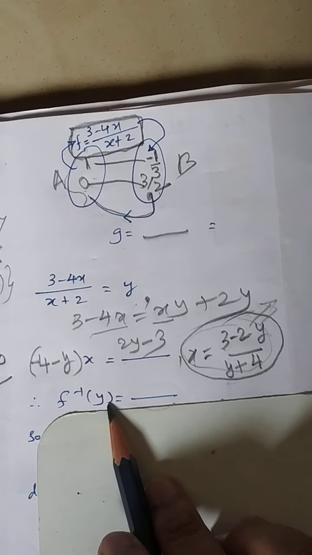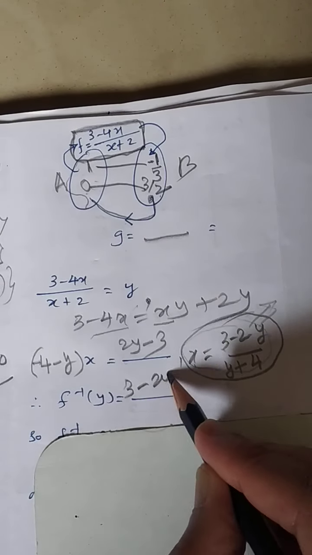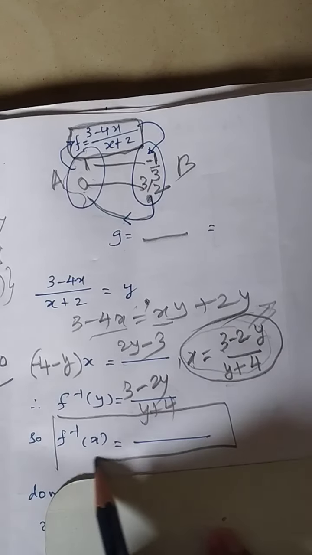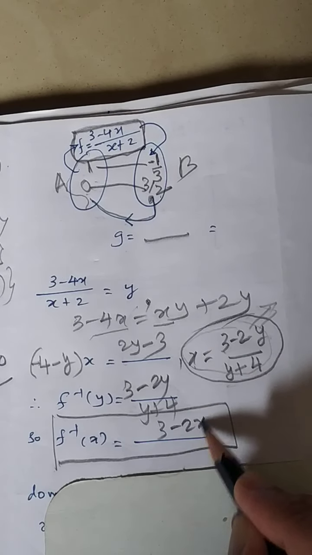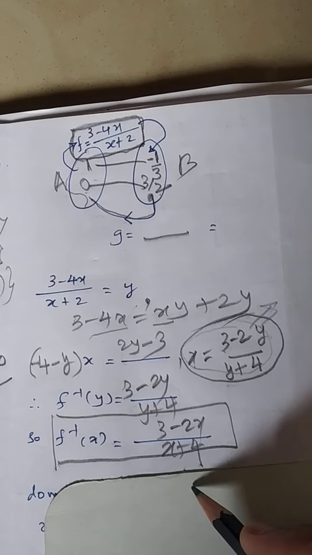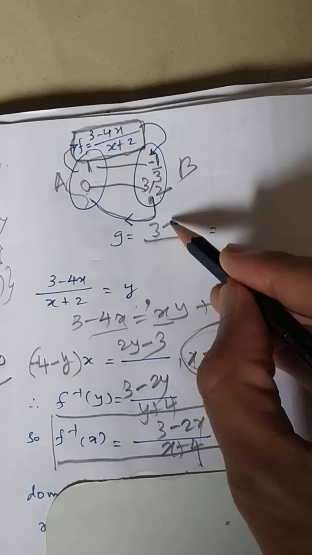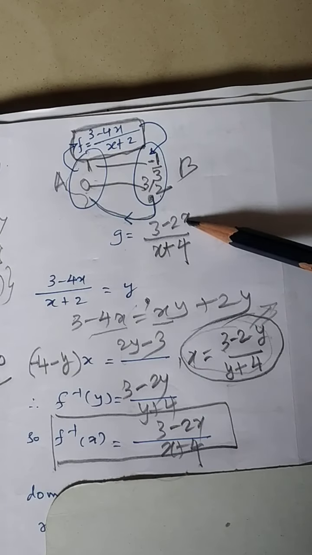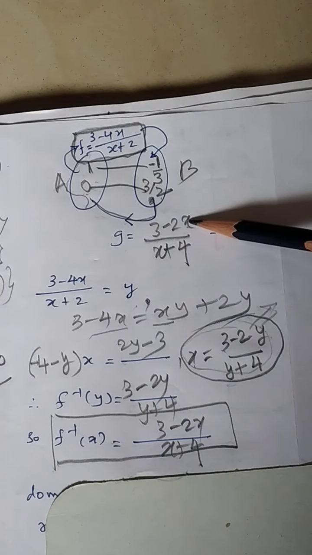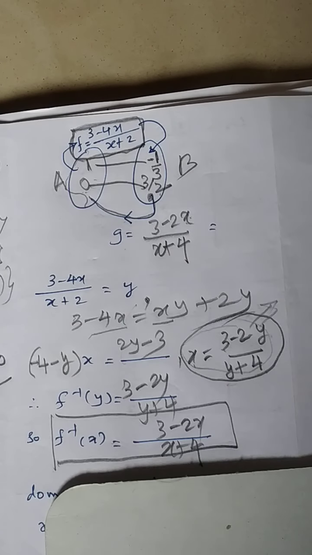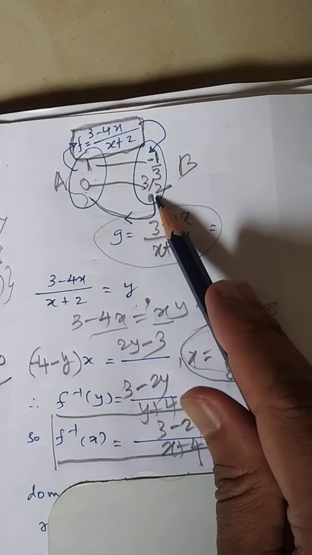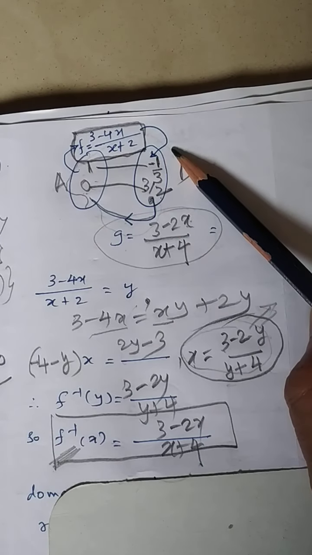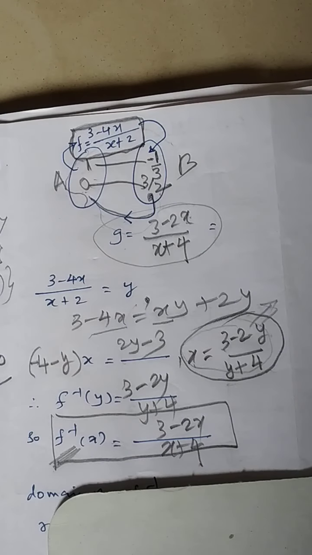Now if you want to write f inverse of y, it can be written as 3 minus 2y upon y plus 4. But if you wish to write your answer in the form of x, then it will be written as 3 minus 2x upon x plus 4. Now try to put 3 by 2 here, you will get 0. If you replace minus 1 by 3 here, you will get 1. So this g is another function which is taking you from b to a, called the inverse function. This is called the direct function, a to b, and coming back is the inverse function.